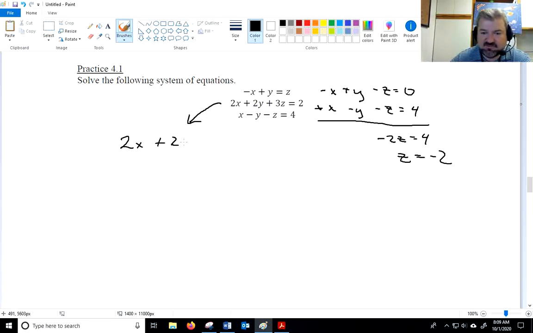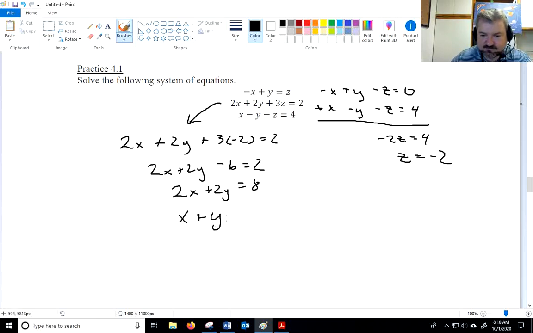So I have 2x plus 2y plus 3 times z equals 2. So that's 2x plus 2y minus 6 equals 2. That's 2x plus 2y equals 8. And then I'm just going to divide by 2. Last time I did that, it didn't help me, but I think it will this time. So I have x plus y equals 4.